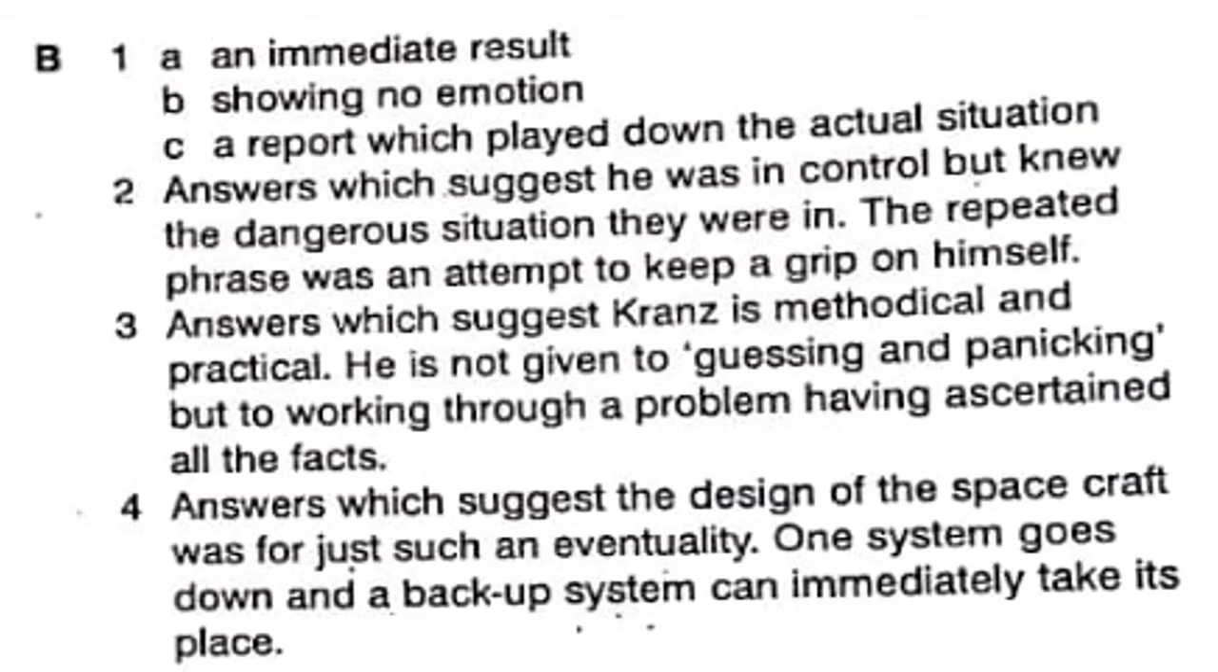Then question 2 was, Lovell repeats the information that they were venting something, perhaps to persuade himself. What impression does this give you of his state of mind at that time? So the answer suggests that he was in control but knew how dangerous the situation they were in was. The repeated phrase was an attempt to keep a grip on himself, to calm himself down.